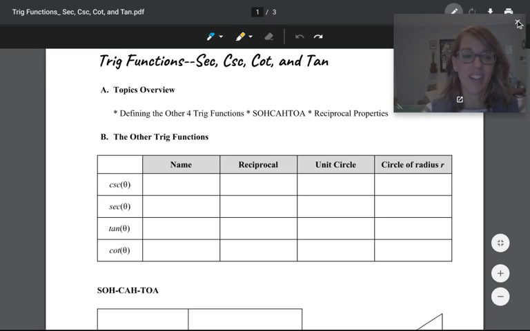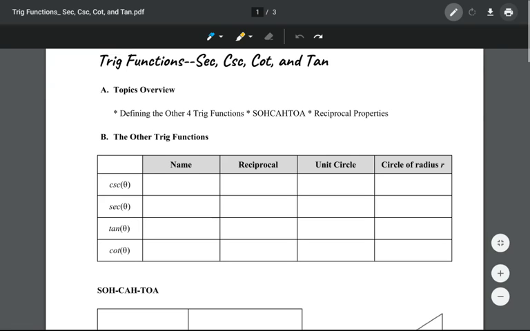Let's go ahead and get started by just talking through what each of these abbreviations stand for. So I can go ahead and write these in here. SEC is secant. CSC is cosecant. COT is cotangent. And TAN is tangent.